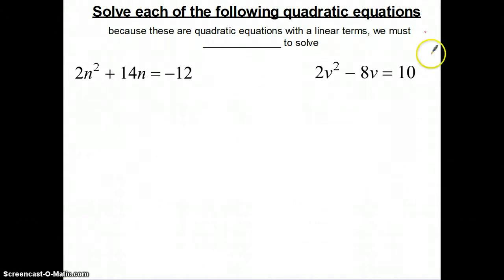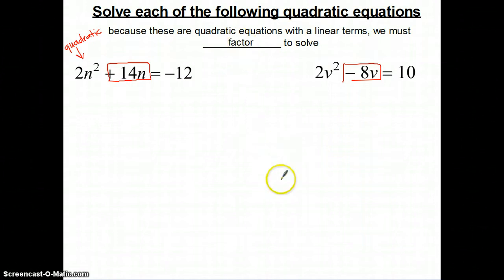But because these have linear terms, and remember linear means the term that only has an exponent of 1, this is your linear term, while the term with the exponent of 2 is the quadratic term. Because these have linear terms and they are quadratics, we need to factor in order to solve. So I'm going to add my 12 to both sides to start this off.